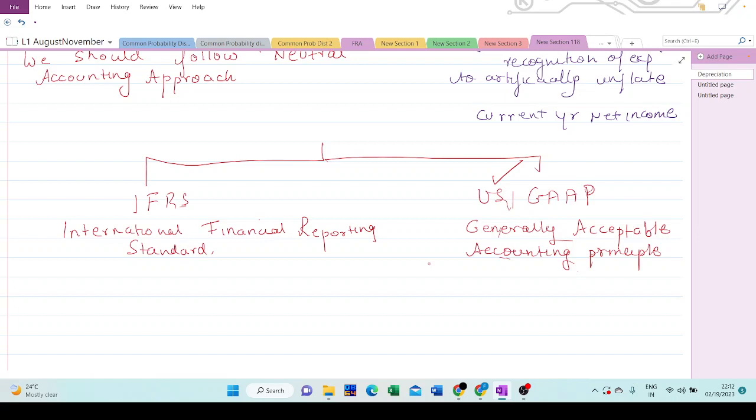This too is a set of internationally accepted accounting standards, and IFRS is used in more than 120 countries. The jurisdiction of GAAP is more or less North America, but IFRS is followed in more than 120 countries. The Indian accounting standards that we follow are based on IFRS. In India also we follow the Indian accounting standards that are more or less based on IFRS, right? All countries in the European Union also follow IFRS, right?